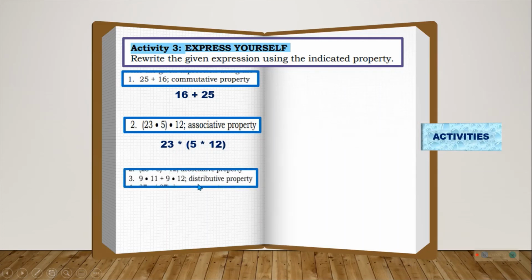Next, gagawin natin siyang distributive property. So, 9 times 11 plus 9 times 12. So, ang mangyayari, si 9 times quantity 11 plus 12.